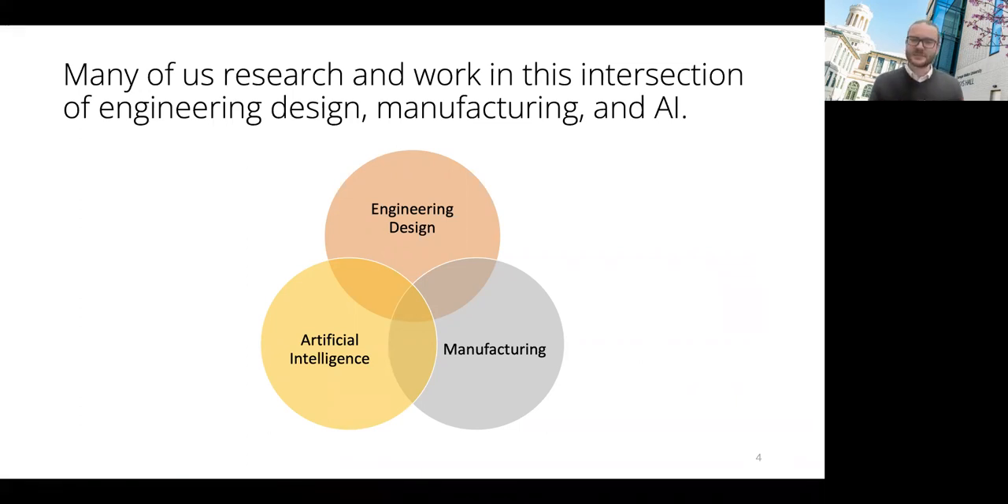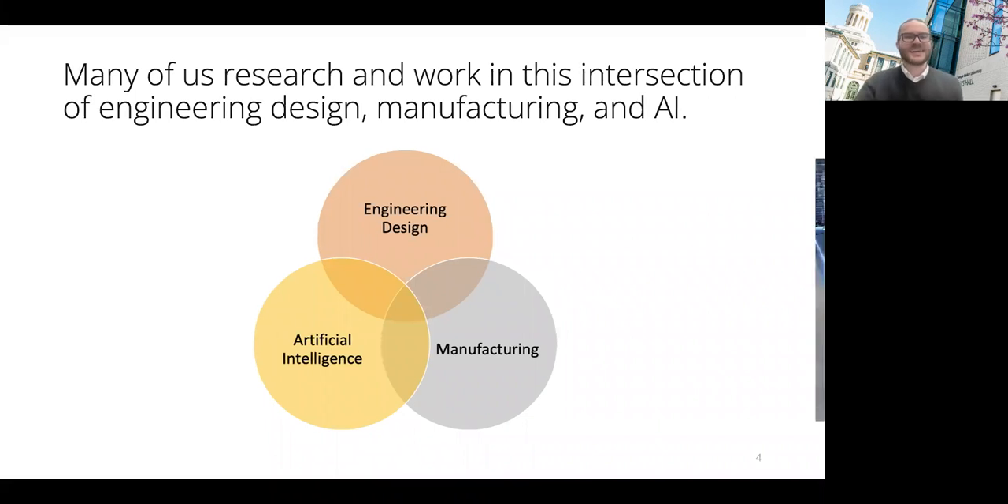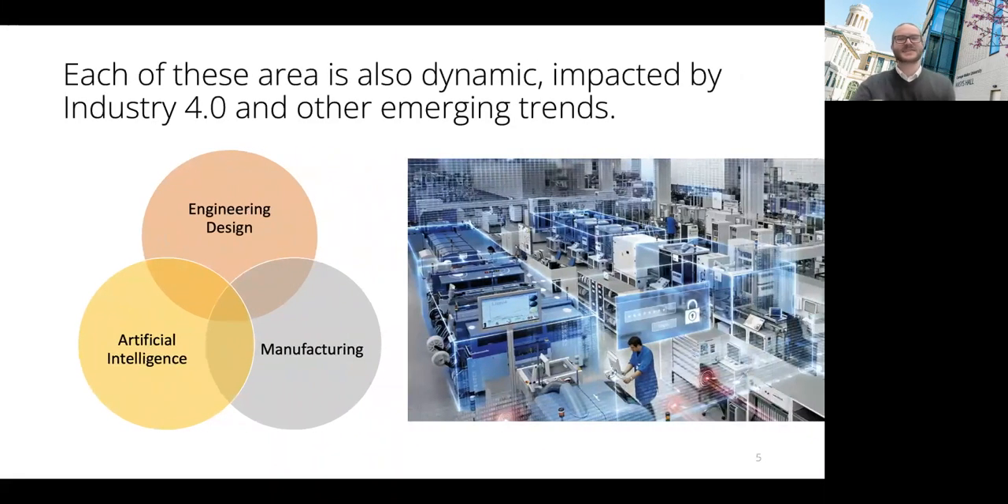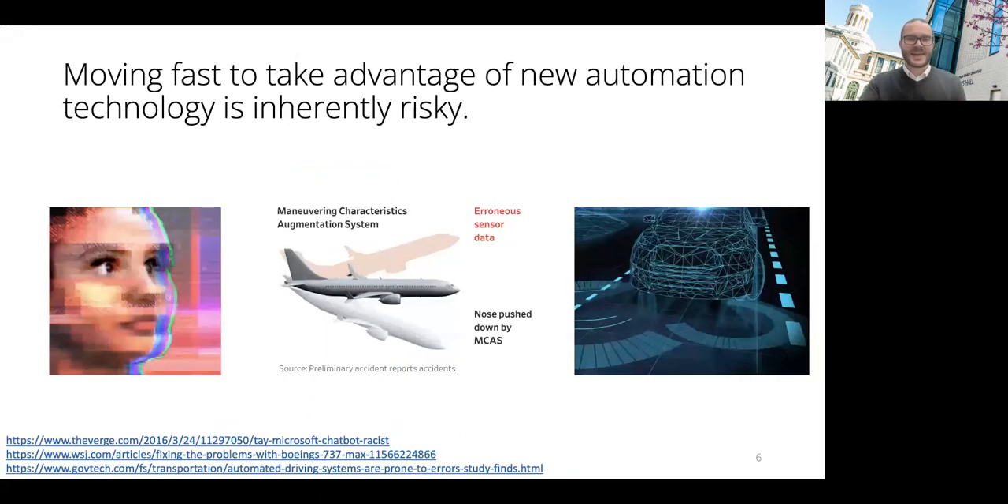But what makes it a little frustrating to study sometimes is that each of these areas is rapidly evolving. It's dynamic. It's impacted by Industry 4.0, deep learning, cloud computing. Lots of emerging trends impinge on each of these different areas. They're changing, they're dynamic, and the relationship between the disciplines is changing as well. And taking advantage of quickly moving technology, new automation technology, new AI or ML technology, is difficult.